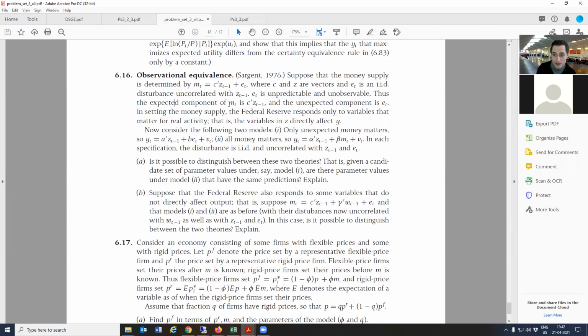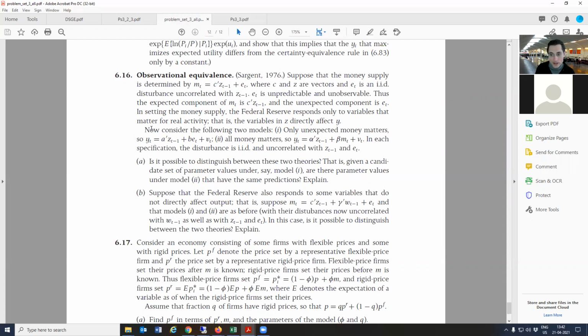So the expected component of M_t then is just the part that we can predict. And the unexpected component is this part that we can't predict. So in setting the money supply, suppose that the Federal Reserve responds only to variables that matter for real activity. That is, the variables in z directly affect y.